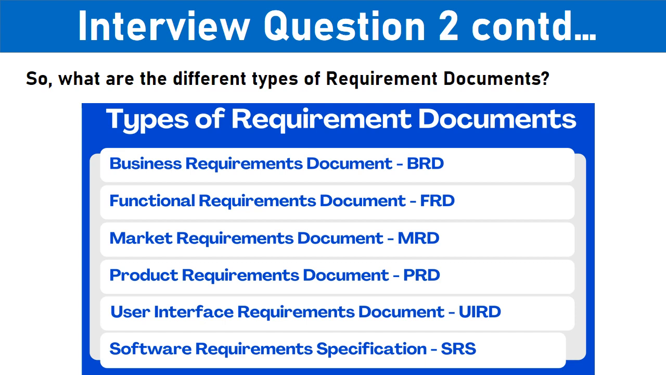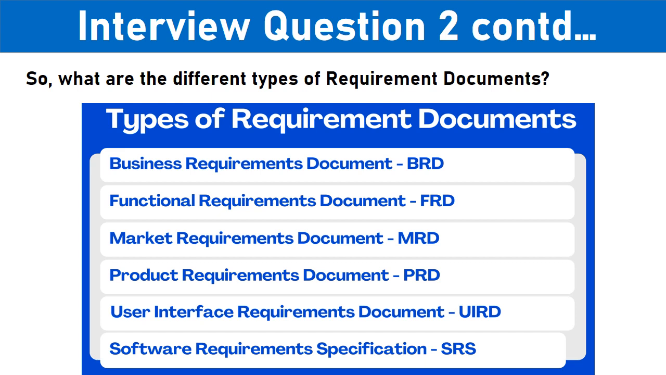5. User Interface Requirements Document, UIRD. A UIRD describes the look and feel of the user interface (UI) of the system. A UIRD more often than not includes mock-up screenshots and wireframes to give readers an idea of what the finished system will look like. It's written by the user interface design team.